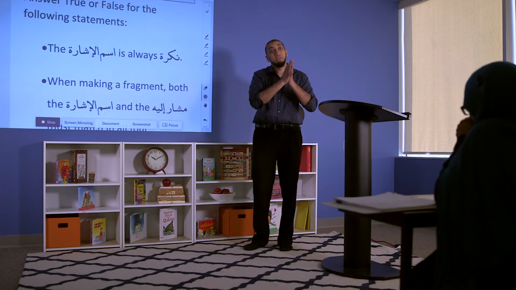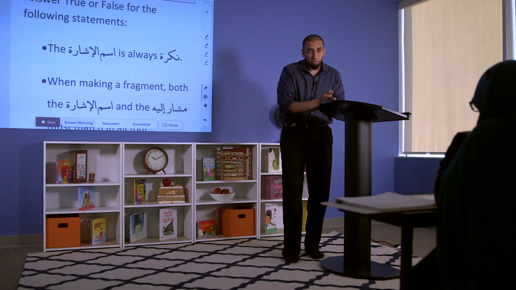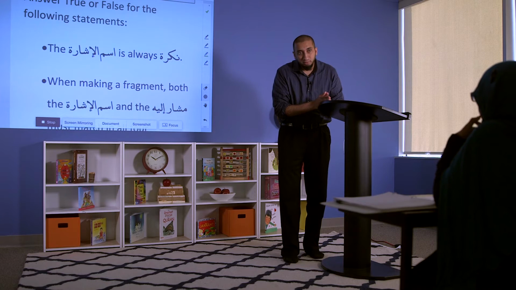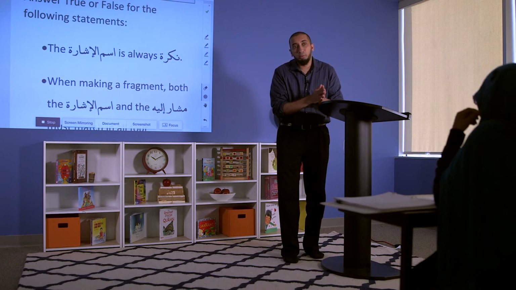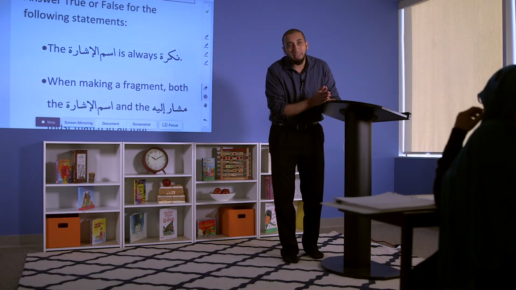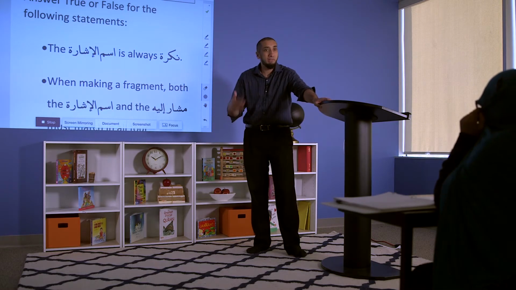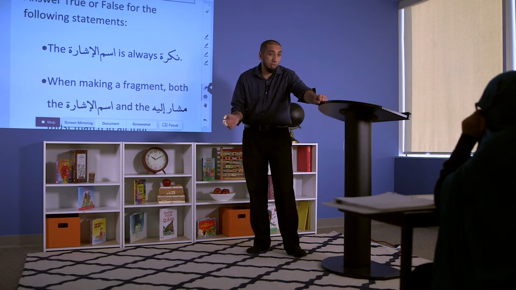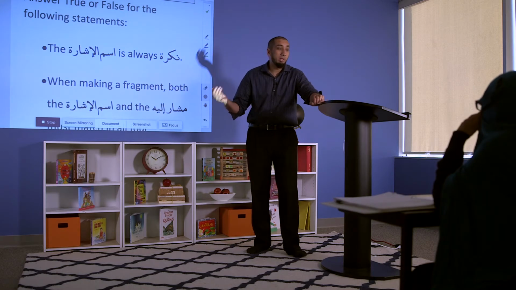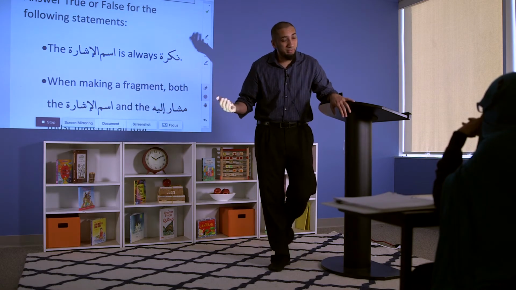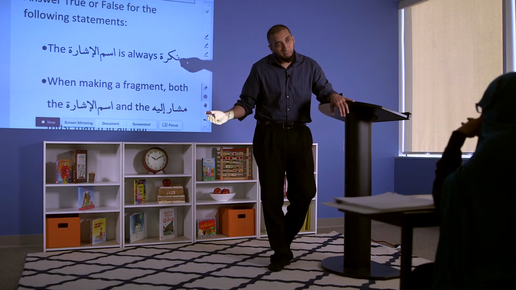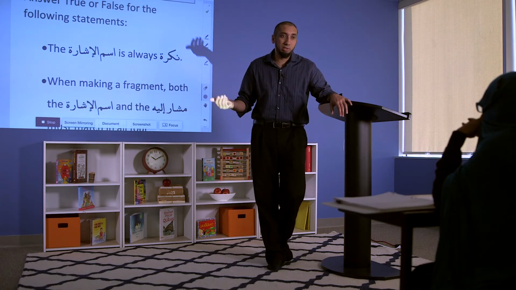Only when you get a sentence, then that pointing word, the ismul ishara, is called your mubtada. When do you call it mubtada? Only when it is making a sentence. Then whatever comes after that, if it doesn't have al on it, it could be khabar or muta'alliq bil khabar. If it's a jar majroor or a special mudaf, then it's muta'alliq bil khabar. If it's anything else, then it's just generally khabar.